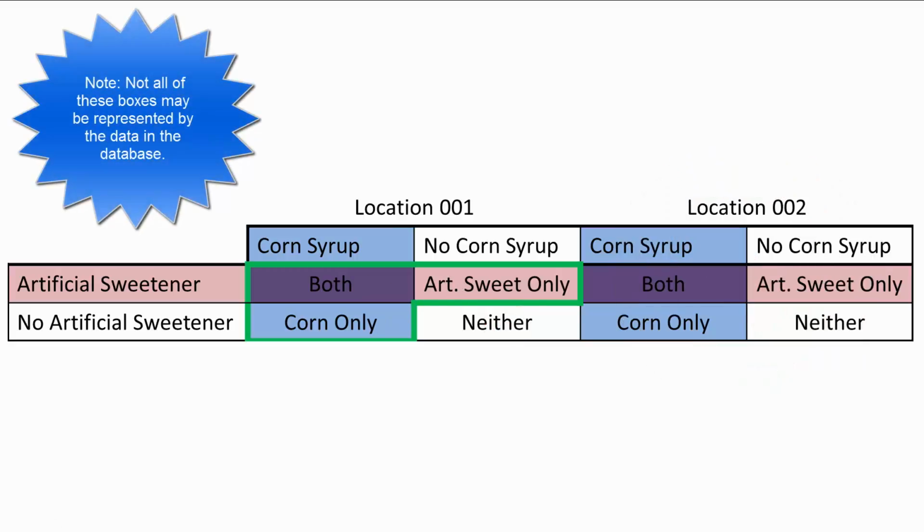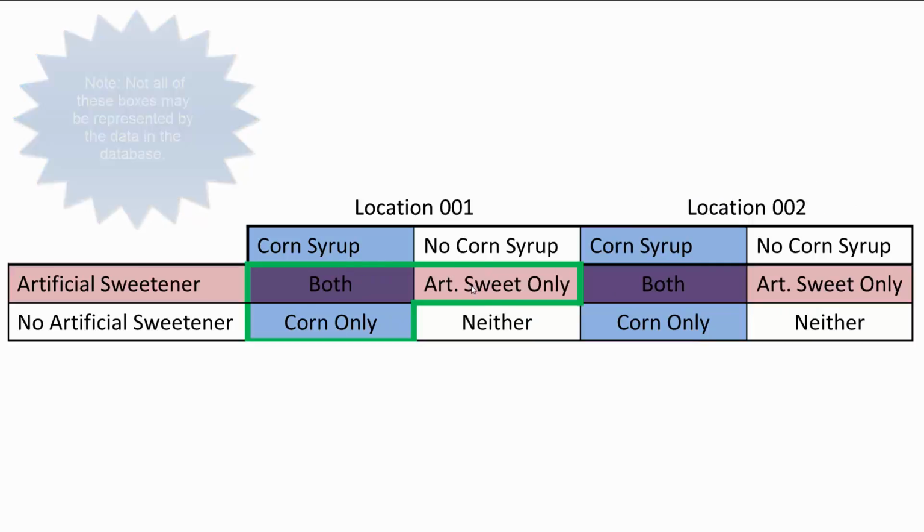Now, the challenge with this is that we can't actually capture all 3 of these combinations, the artificial sweetener only and the corn syrup only in location 1, and there's my son in the background, by a single row of criteria. We have to use multiple rows. We could write a criteria row for each one of these 3 boxes, and that's an option.